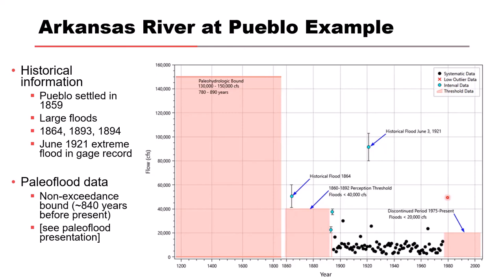Yeah, so the question was, we have systematic data prior to 1921 and after 1921. So 1921 happened in our systematic period of record. Most likely it's because the gage got washed out and there's probably some uncertainty about how big that flood really was. They're probably looking at high water marks and going back and using cross sections to calculate it indirectly.